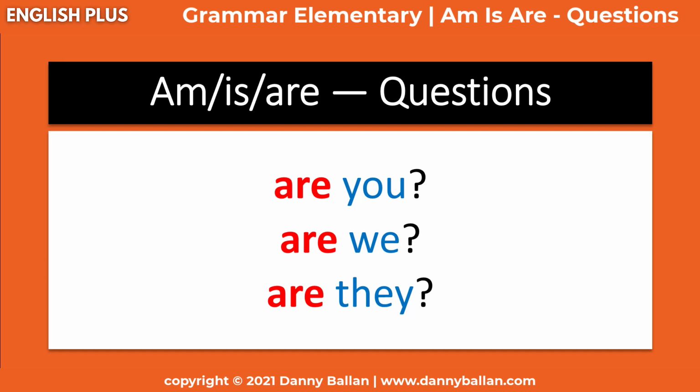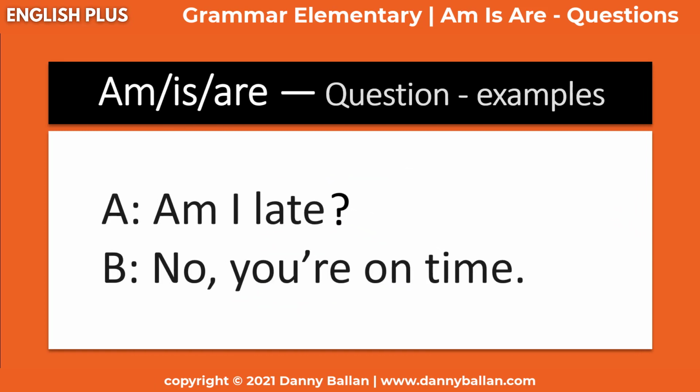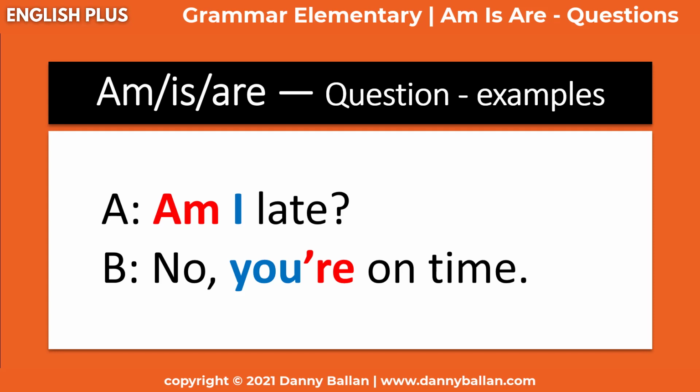But now, of course, let's take a look at how we put that in context with some examples. So let's take a look at this example. Am I late? No, you're on time. So here, if you look at it, we used am before I to create a question. I'm asking, am I late? And the other person responds, no, you're on time. You are on time. We put verb to be after you because in the answer, there is no question. The question was only in the first part where the person said, am I late?